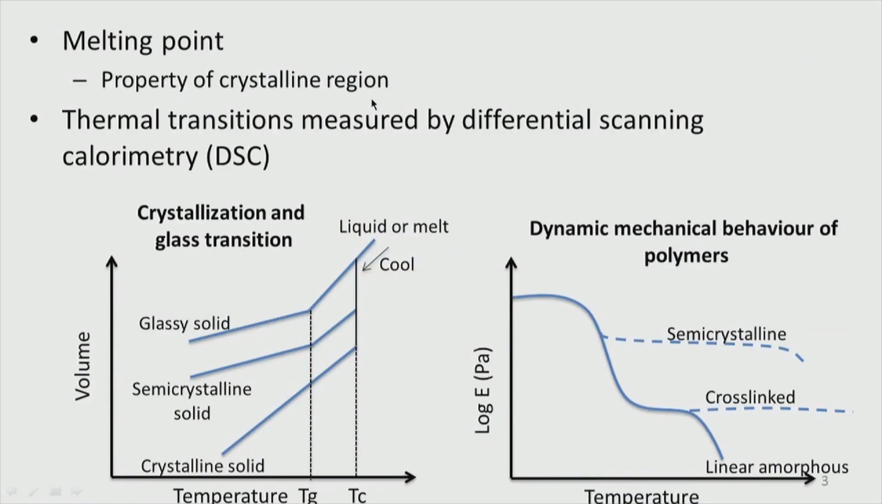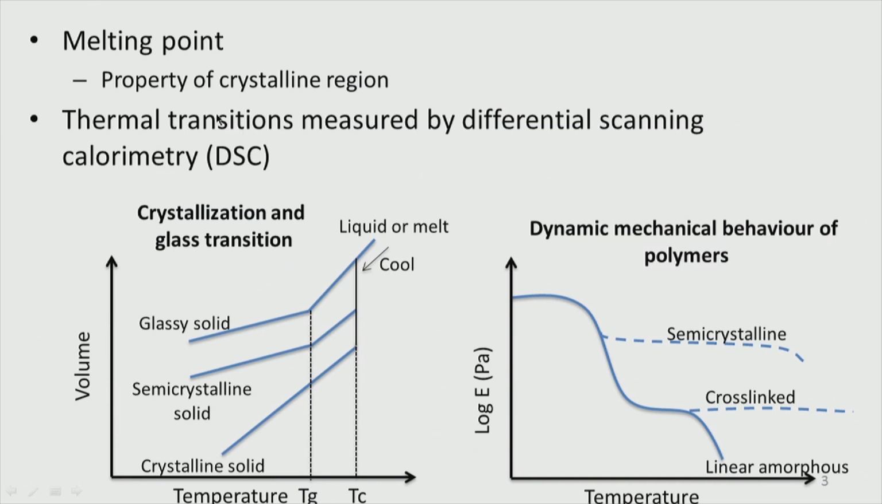That is a property of the crystalline region. If the polymer is very crystalline, you will see a very sharp melting temperature. If it is very amorphous, you will not see it. A long time back I introduced this instrument called differential scanning calorimeter, or calorimetry, DSC. It can be used to measure all these properties.